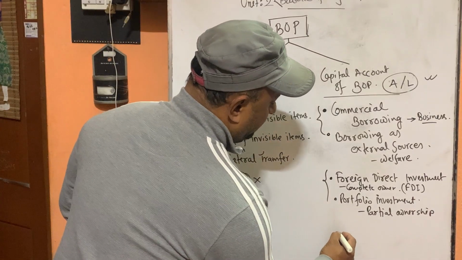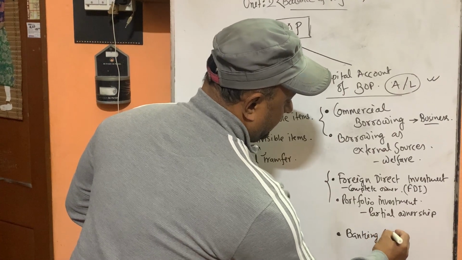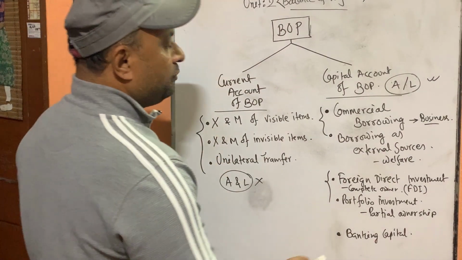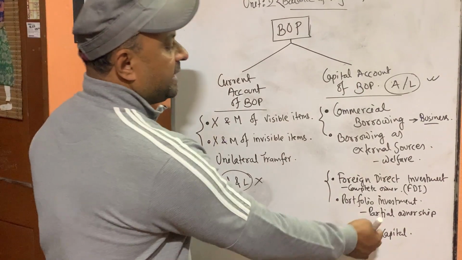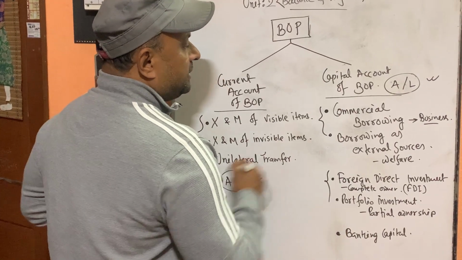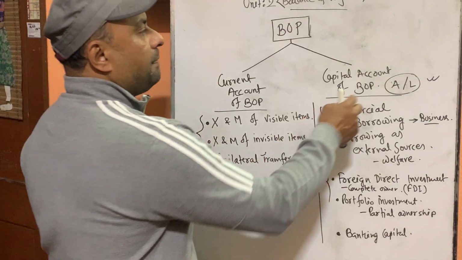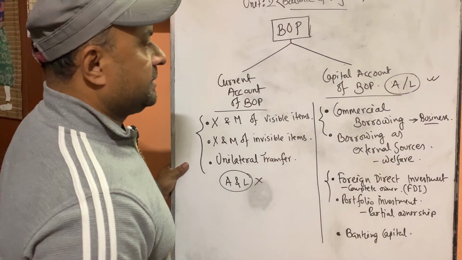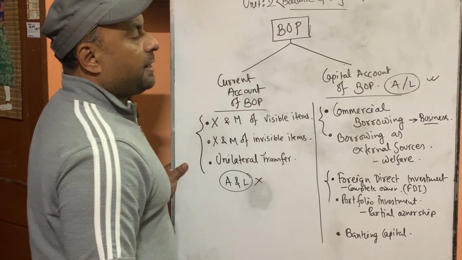And finally, the fifth one is banking capital. Banking capital means those banks having the power to do business in foreign countries, they also make their branches in the foreign countries, and that time there is movement of capital from one country to another. This is banking capital through banks. So these are the five types of capital account of BOP, where the government's assets and liabilities will change. Either assets will increase or liabilities will increase. So this is the capital account of BOP; with the current account, these are the two parts of BOP.